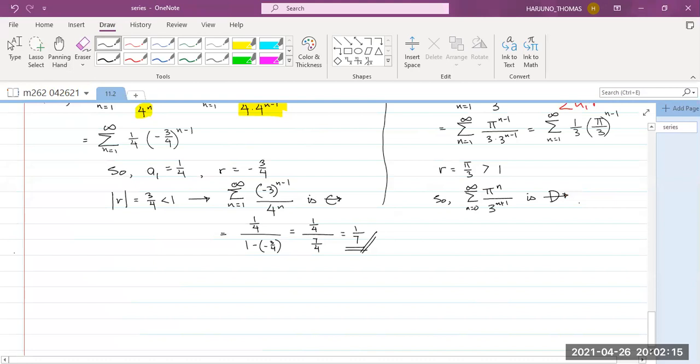Number 27. Determine whether the series is convergent or divergent. We have this series: 1 over 3 plus 1 over 6 plus 1 over 9 plus 1 over 12 plus 1 over 15 and all the way. Can you write it in summation notation? That's 1 over 3, 6, 9, 12. Oh, that's linear in the denominator. We start from the first term to infinity of 1 over 3n. Is it right?